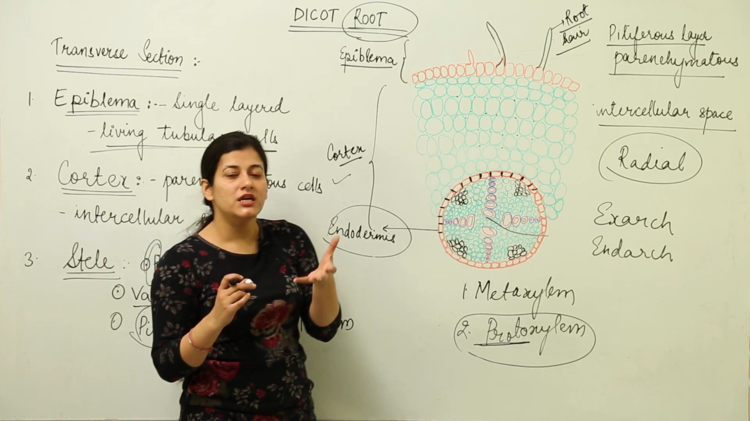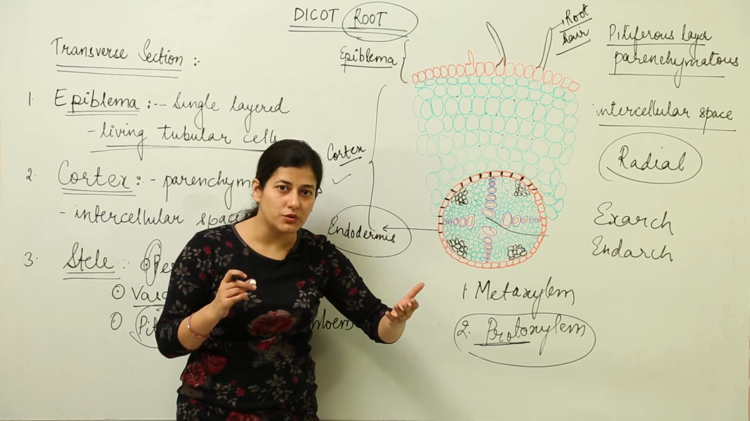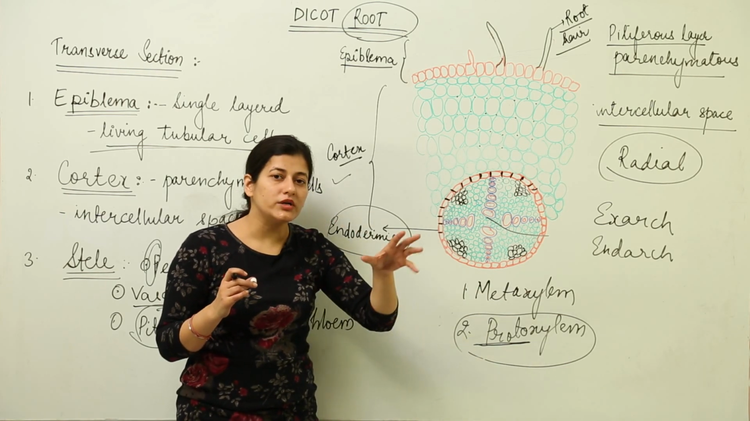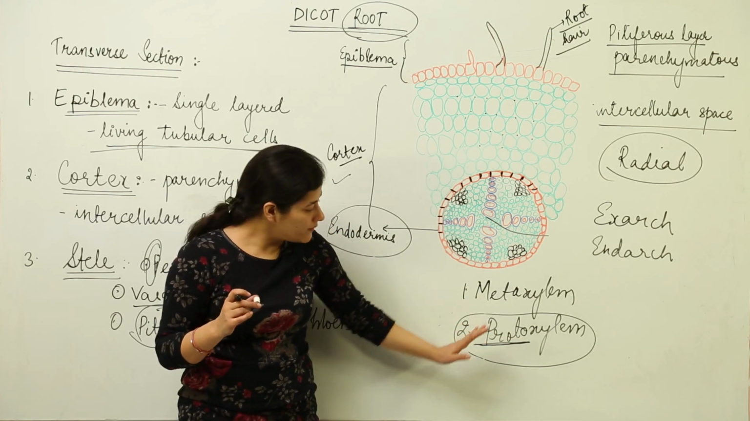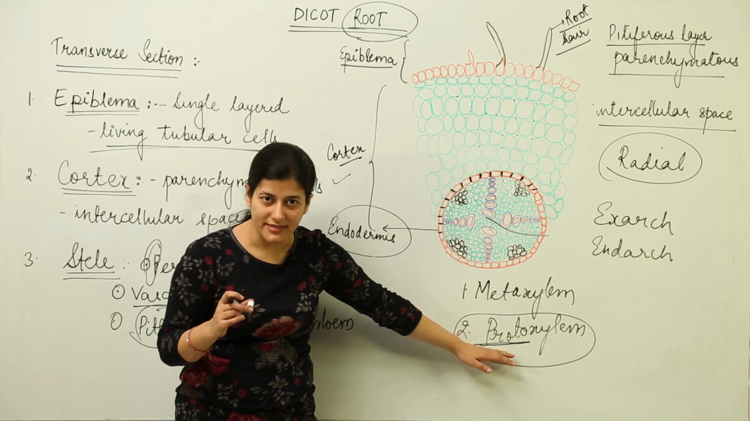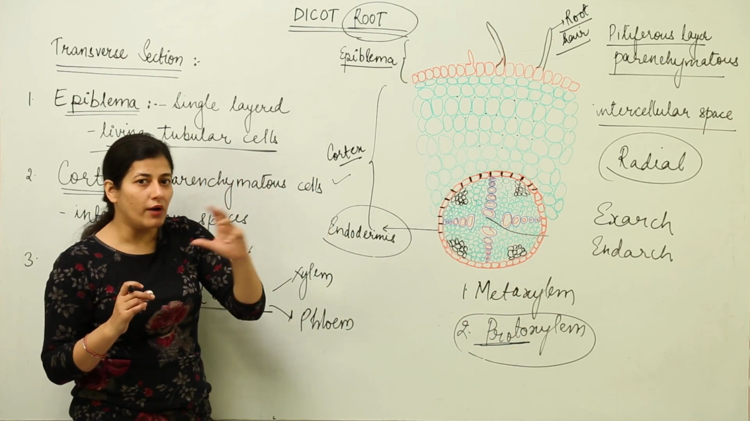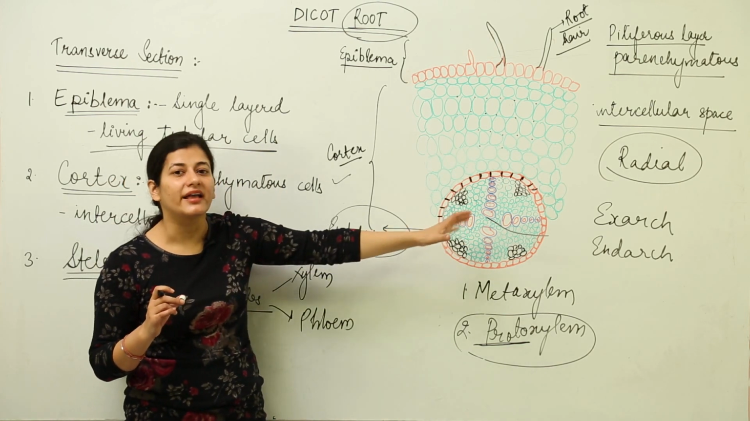Supposedly you have a plant that is 3 years old. The xylem that would be formed in the first year of its growth would be protoxylem, and whatever xylem is formed now would be metaxylem. I hope I am clear with it. So we have two types of xylems: one is protoxylem, other is metaxylem. Now one thing more, how can you distinguish between protoxylem and metaxylem? By looking at the diagram itself.